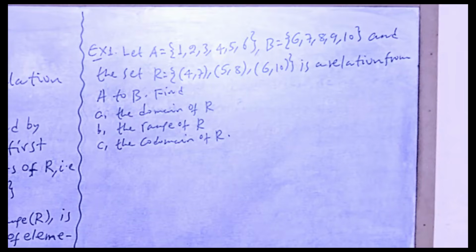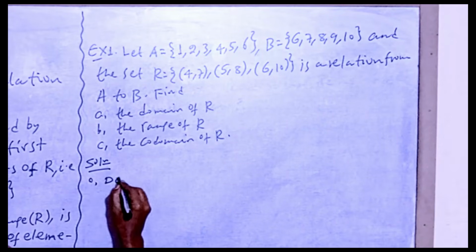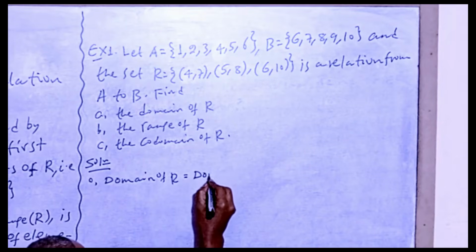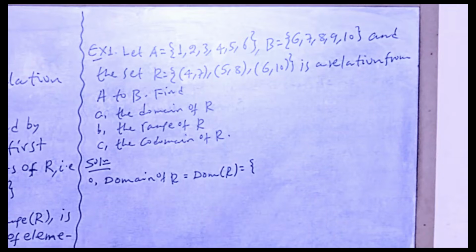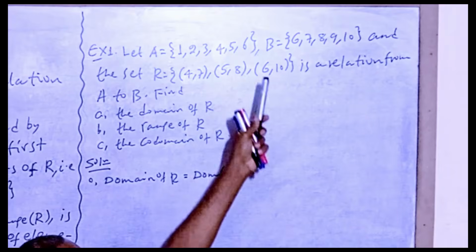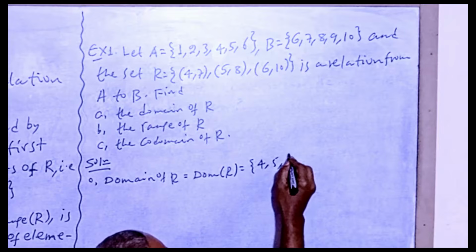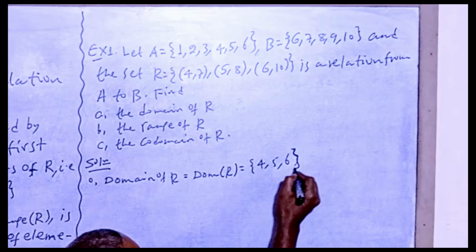Find the domain of R. Domain of R is dom R, the set containing the first coordinates of the relation R. The first coordinates of the relation R are 4, 5 and 6. Therefore 4, 5 and 6 form the domain of this relation R.